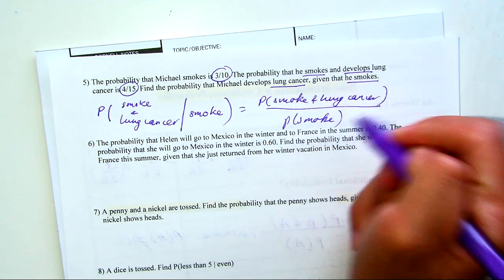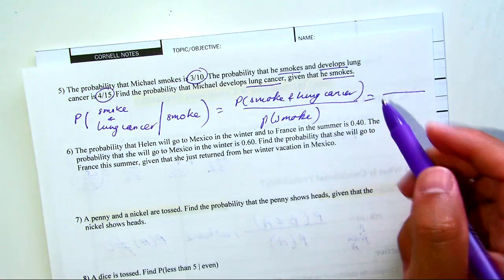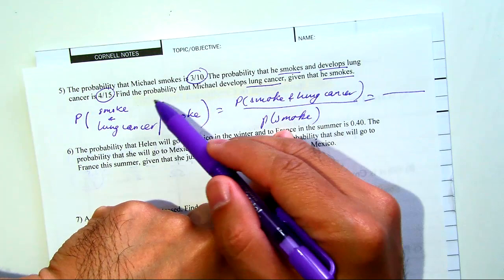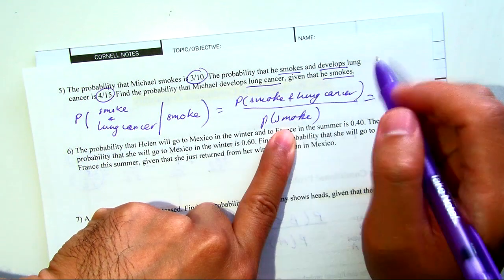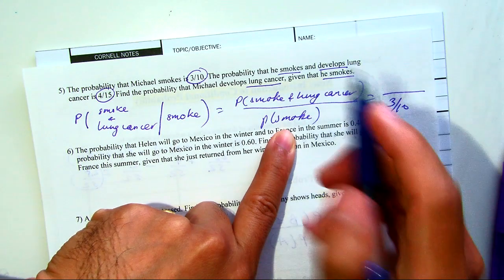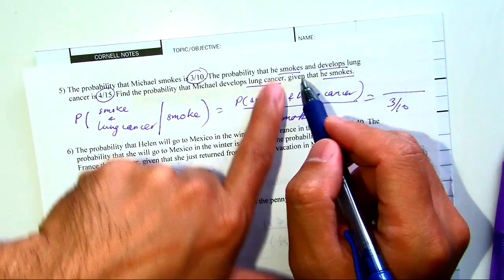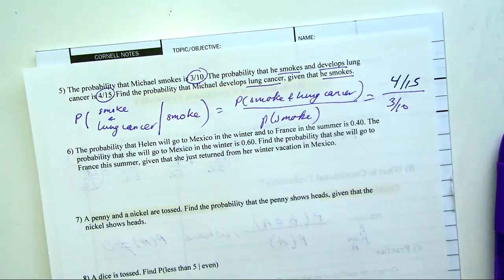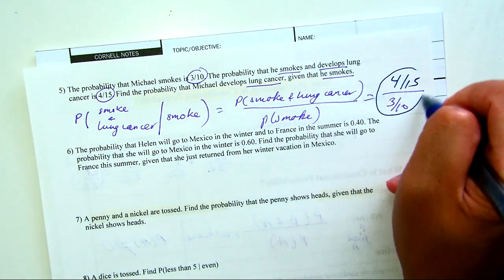Okay. So we start with the given. What is the probability that he smoked? It's 3/10. What is the probability that he smoked and got lung cancer? Smoke and lung cancer is 4/15. That's it. And from here you can simplify it.